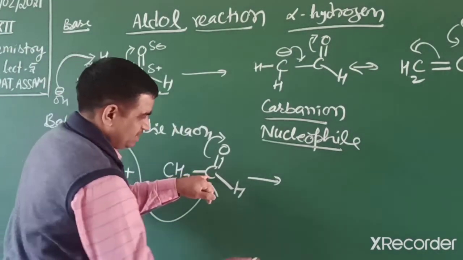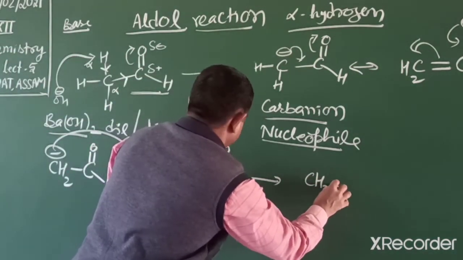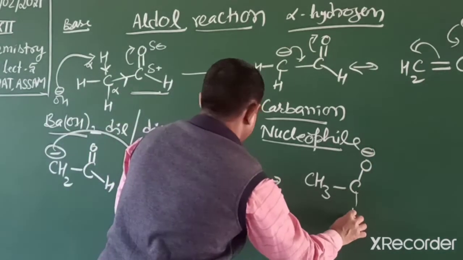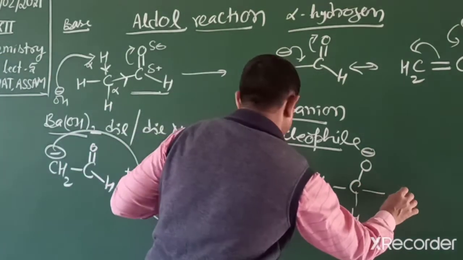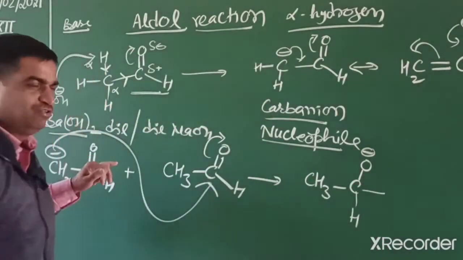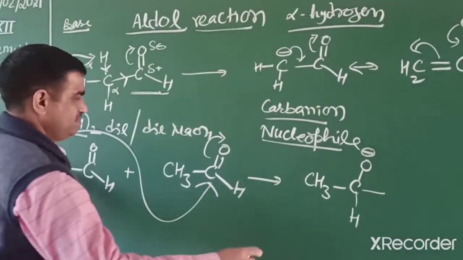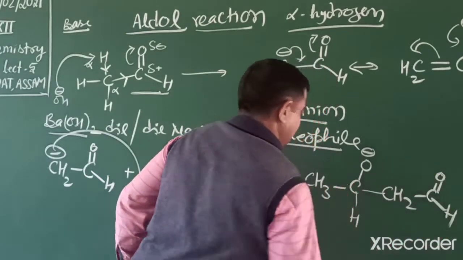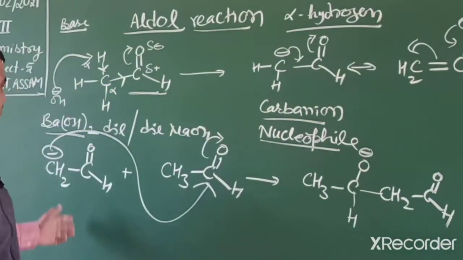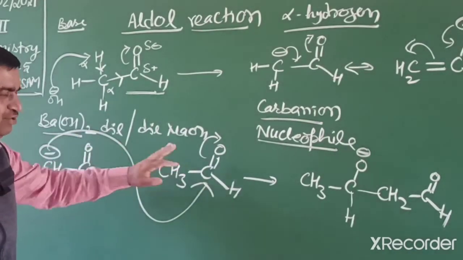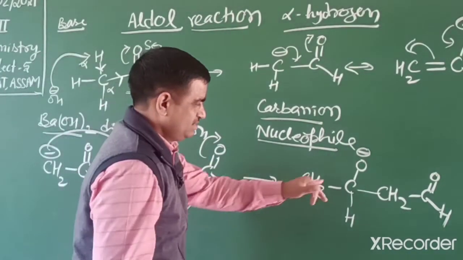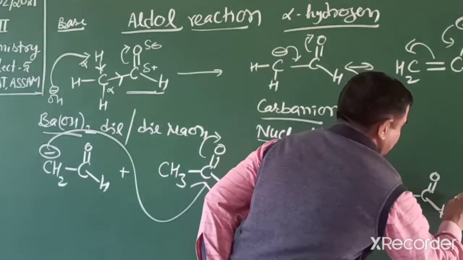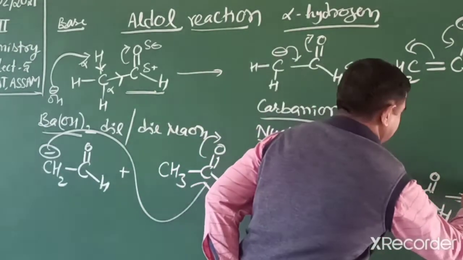We can start the reaction from this side, like this: oxygen minus and then hydrogen. Next, because the attacking nucleophile is this CH2, we write this CH2, further this one. So this is the formation in this step, the attack of the nucleophile on another group. After that, this oxygen abstracts a proton from the base, so it converts into this.